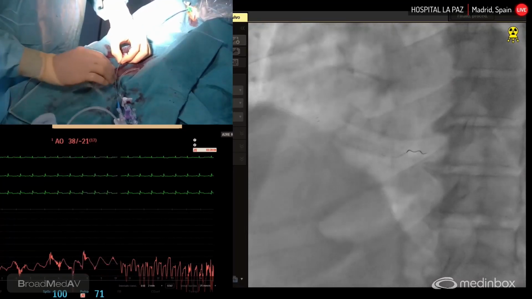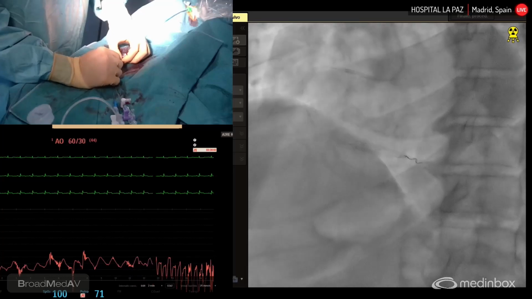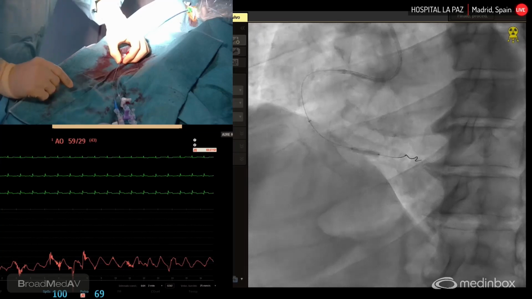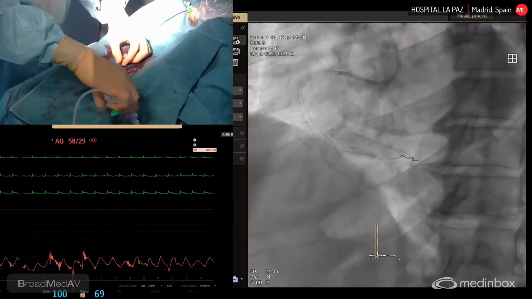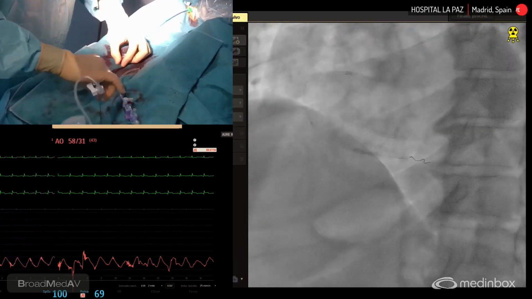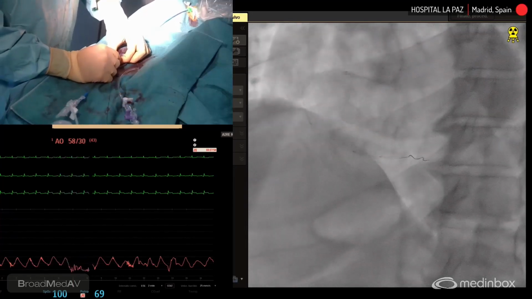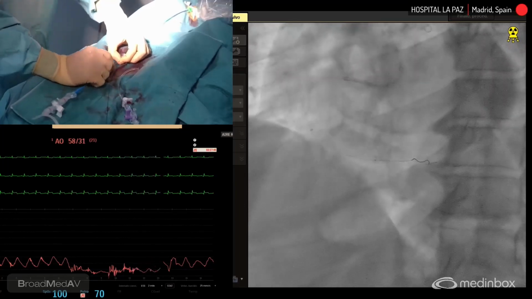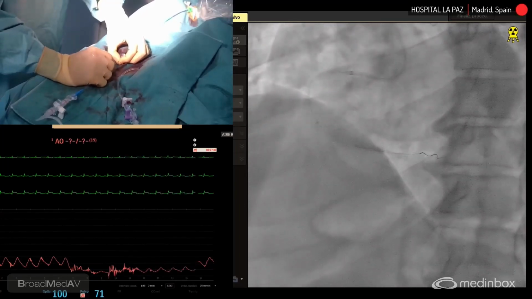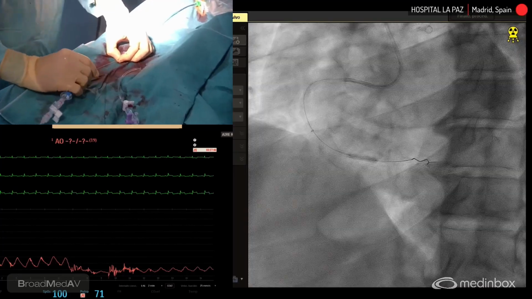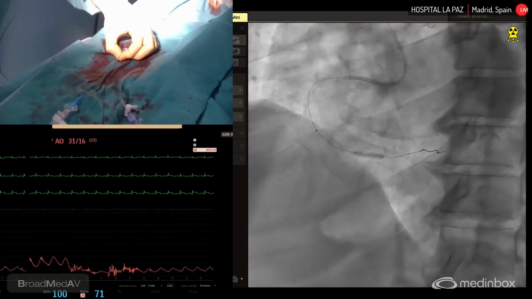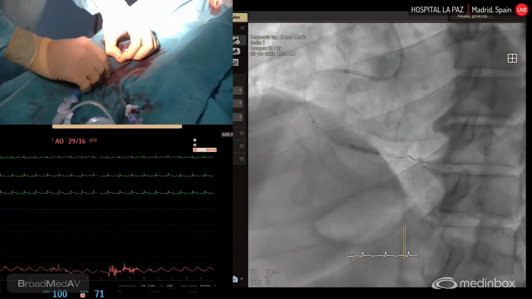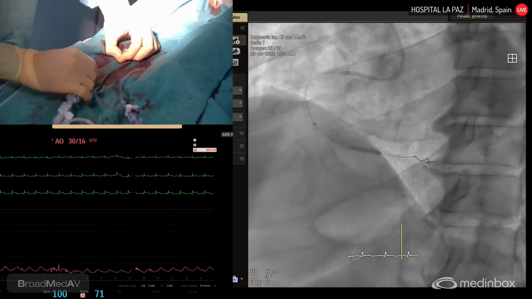Inflamos ahí, por favor. Vete inflando. 8. This is the inflation at 8 atmospheres. Retira. Vamos a dar un poquito más. Dale ahí 12. And 12 atmospheres, the same pressure than before. You can see that the balloon expansion is now better.